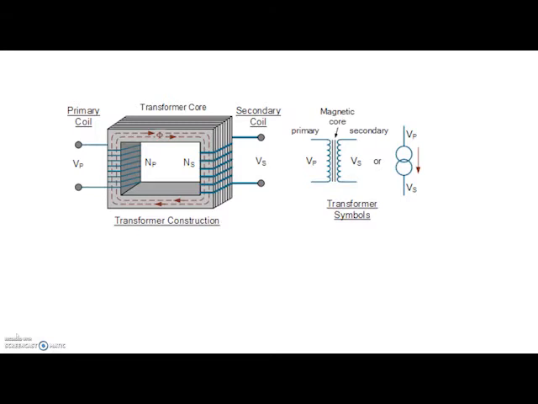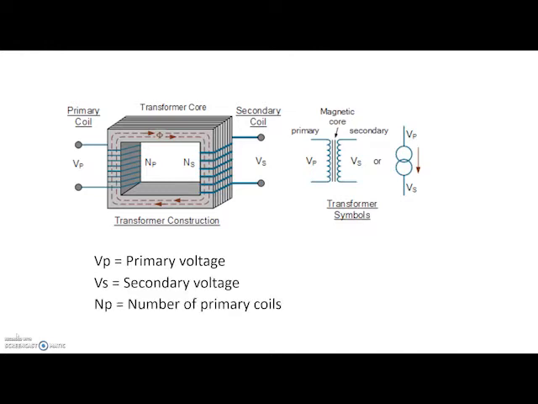Here is a picture of a single-phase voltage transformer, where Vp is the primary voltage, Vs is the secondary voltage, Np is the number of primary coils, and Ns is the number of secondary coils. A single-phase voltage transformer basically consists of two electrical coils of wire, one called the primary coil and the other called the secondary coil.